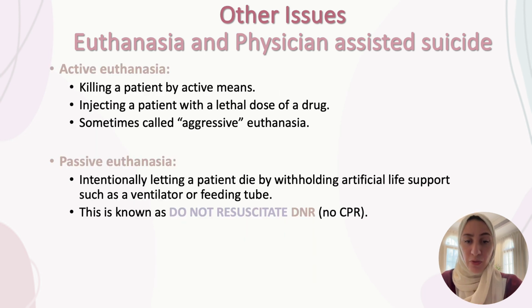There are 2 types of euthanasia: active and passive. Active means killing a patient by active means. It's sometimes called aggressive euthanasia. Passive euthanasia is intentionally letting the patient die without using any artificial life support, like ventilation or feeding tubes. This is known as do not resuscitate, no CPR, or DNR, which we may see at hospitals.